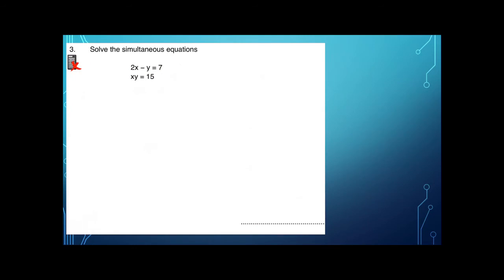Okay, very similar to the last one. We're going to have to rearrange this one though. 2x minus y is equal to 7. I'm going to write it as 7 plus y, so we're going to subtract 7 from both sides. So y is equal to 2x minus 7. Now we're going to put it into this one here. So we've got xy is equal to 15, but the y is equal to 2x minus 7.